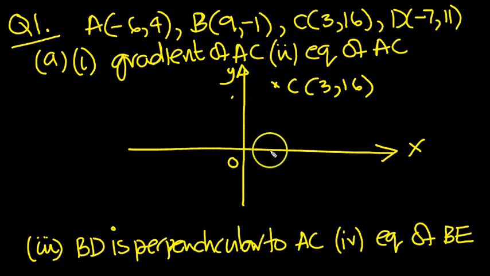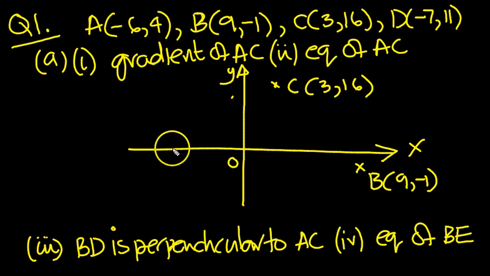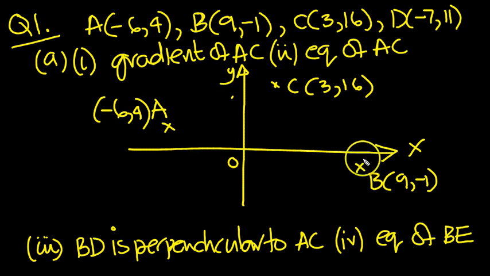And then B is 9, minus 1. So I can put that here, can't I? And that would be B, 9, minus 1. And then A, minus 6, 4. And then up 4, which would be about here, wouldn't it? So that would be A, and that's minus 6, 4. And then lastly, we need D, minus 7, 11. And up 11. So I need to put it up here. About there. And this is D, and this is minus 7, 11.